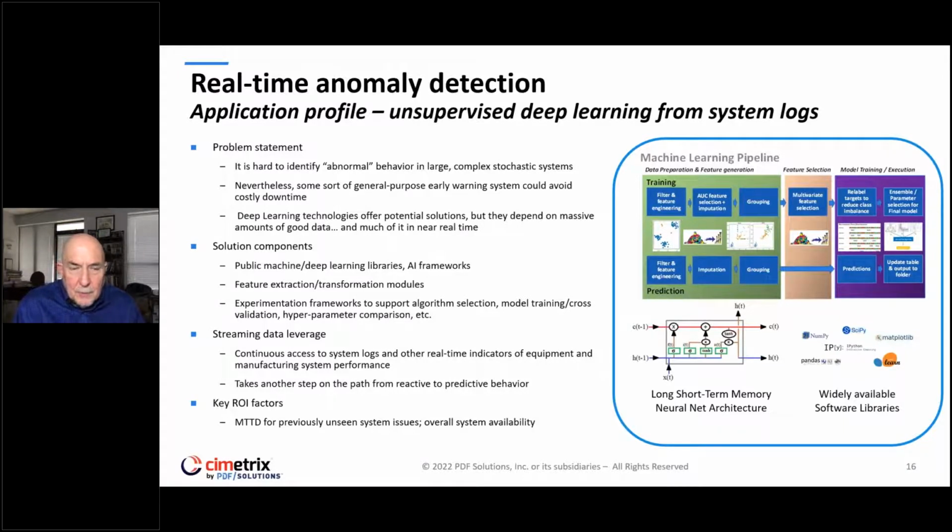So if you have continuous access, not just to the information you normally collect to do process control and monitoring and production management, but also just-in-case logs that you look at for system diagnosis later, you can feed those things in a streaming way to an application that might actually show you some interesting benefit. So again, the ROI factors for these are finding issues that you've never seen before, but that the system knows is abnormal.